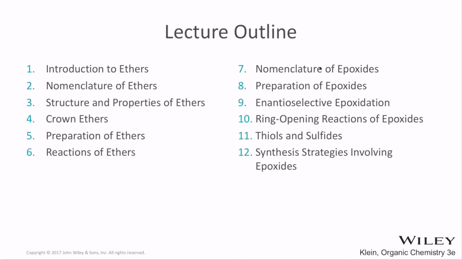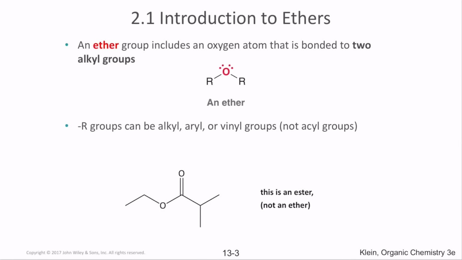In this lecture we'll discuss the introduction of ethers, the nomenclature of ethers, the structure and properties of ethers, crown ethers, preparation of ethers, and reactions of ethers. And we'll see the nomenclature of epoxides, the preparation of epoxides, and enantiomer selective epoxidation. We'll talk about ring opening, and we'll finally complete it with thiols and sulfides, and we'll see the synthesis strategies that involve epoxides. So with that, let's start the introduction of ethers.